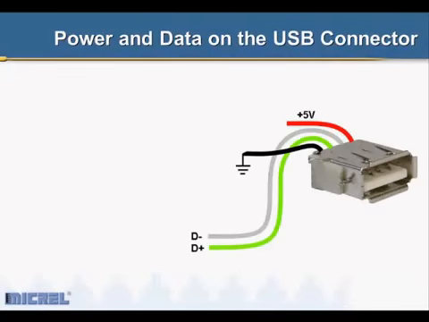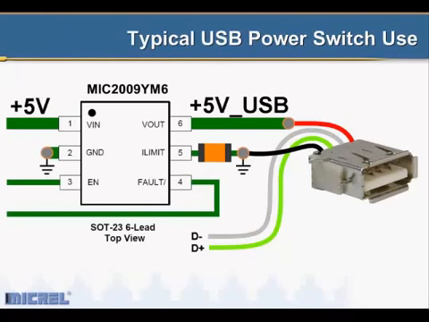So if we look at the connector, behind it is data and power. Micrel's products are the USB power switches that control the current limit on the power being delivered to your device. Shown here is an MIC2009. This device is an adjustable current limit switch. A single resistor off of pin 5 will set the amount of current that can be delivered to your device.